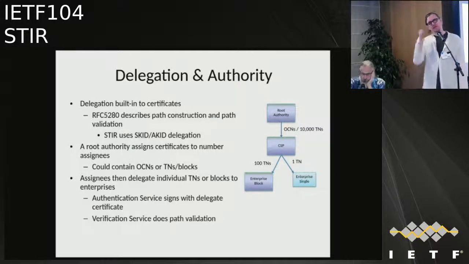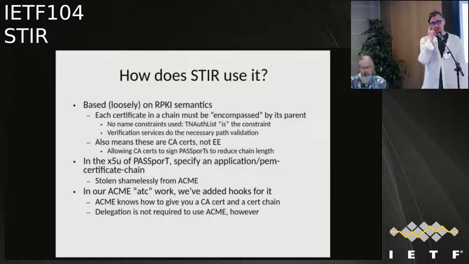So the model that we stole from for this, and there were a few to choose from, is based loosely on the semantics of RPKI, which contains this concept of encompassing. That basically each certificate in the chain is going to have a TN-auth list that is encompassed by the scope of authority of its parent. There is an alternative we considered, which is doing something like classical 5280 name constraints. I think our feeling about this is that the TN-auth list is the constraint, right? There's no need to have a separate thing that says this is the constraint for these delegates. The TN-auth list is the constraint itself of what can be delegated from any individual cert.